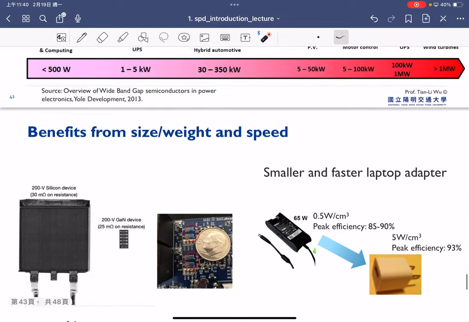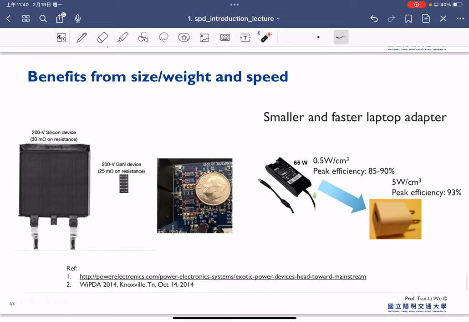So that's why you will find out that nowadays there are a lot of power electronic products based on the new semiconductor technology. Here is an example of how a new material and a new semiconductor structure architecture can help. So this is 200 volt for the silicon device, and this is 200 volt for the gallium nitride device.